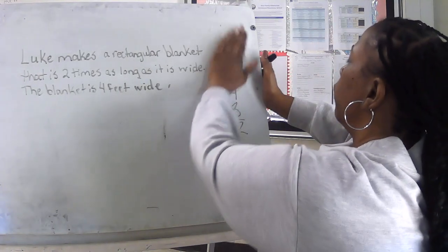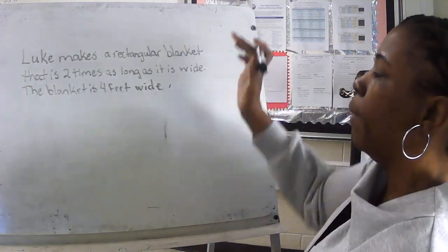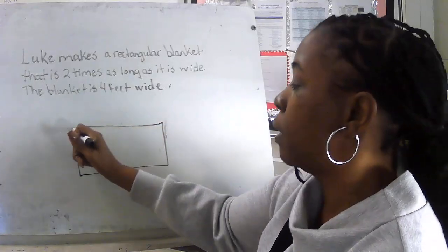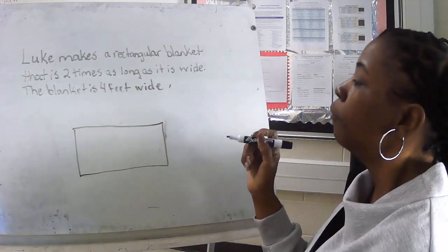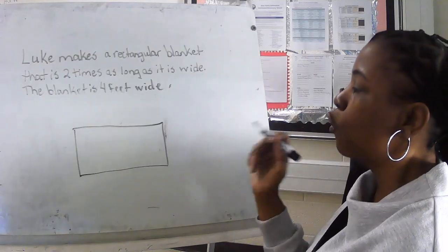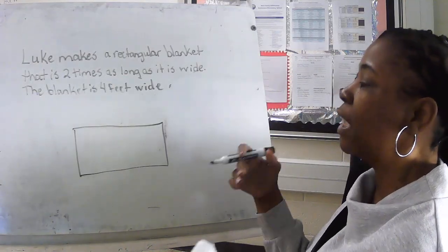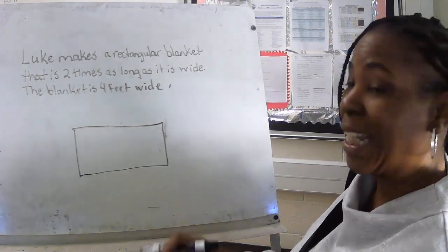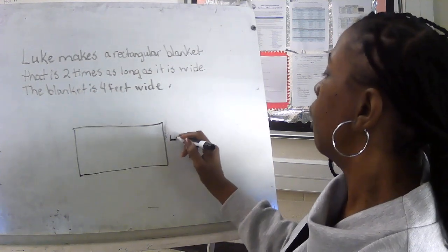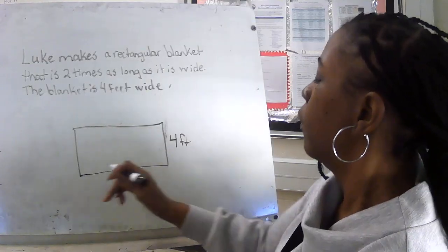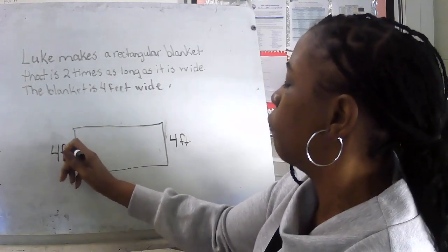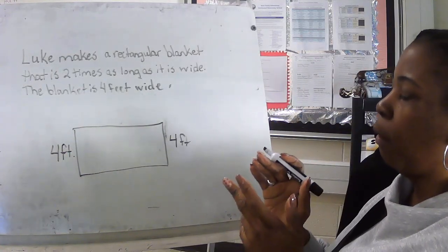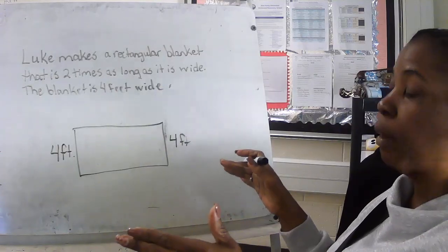It reads, Luke makes a rectangular blanket. So the first thing I'm going to do is draw. This is part of my drawing process. I'm drawing that shape, the rectangle. Luke makes a rectangular blanket that is 2 times as long as it is wide. The blanket is 4 feet wide, so that's the width, that's the shorter part, right? So 4 feet. Opposite sides are congruent, so the right side is 4 feet, the left side is also 4 feet. Now let's see if we can determine what our length is, or how long the blanket is.